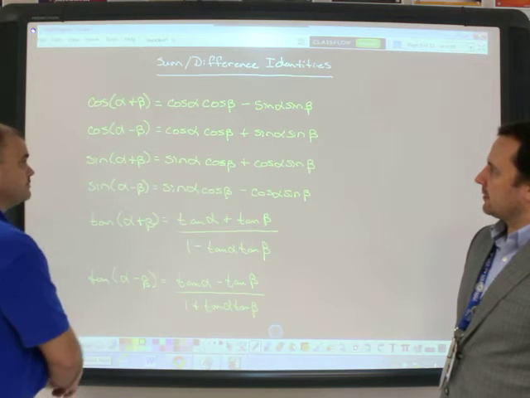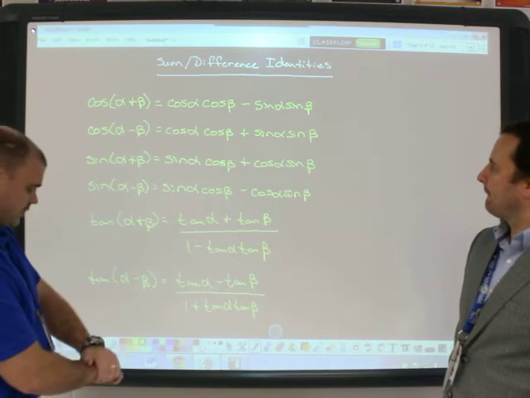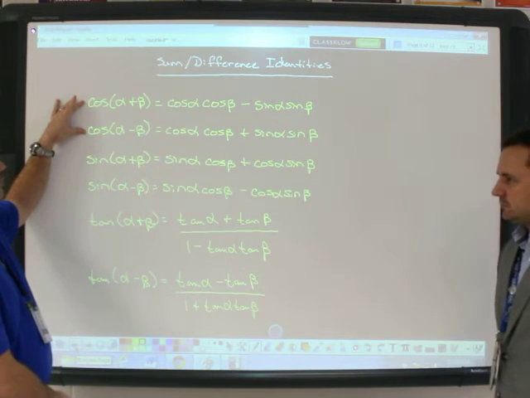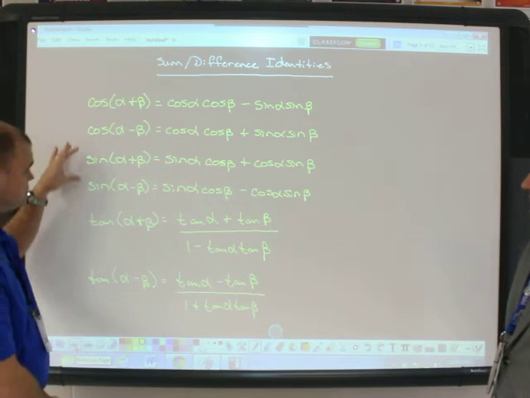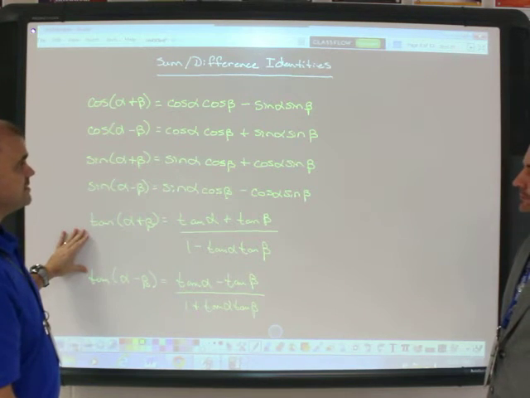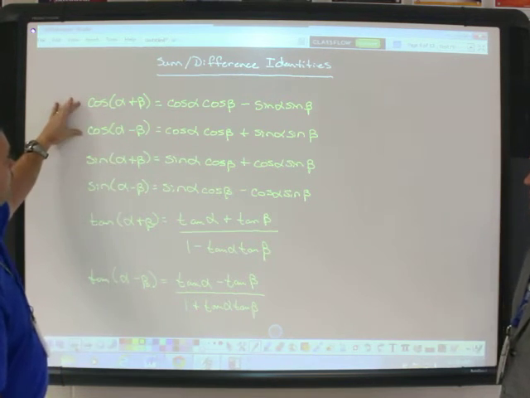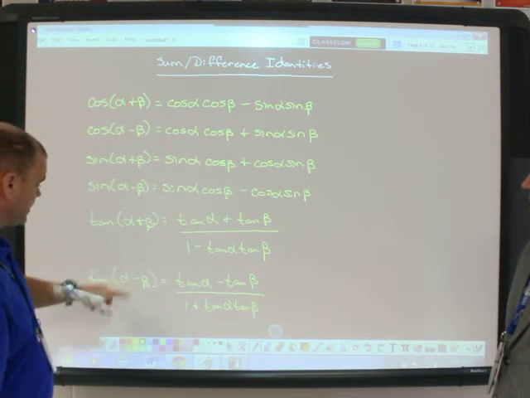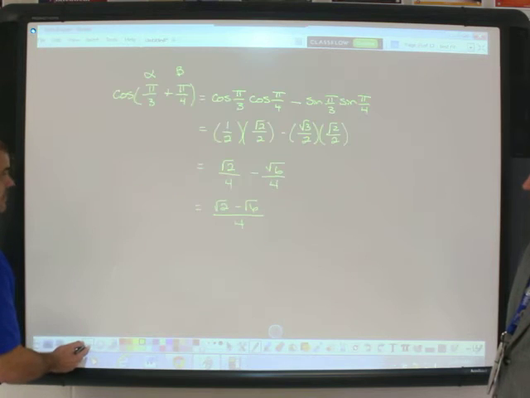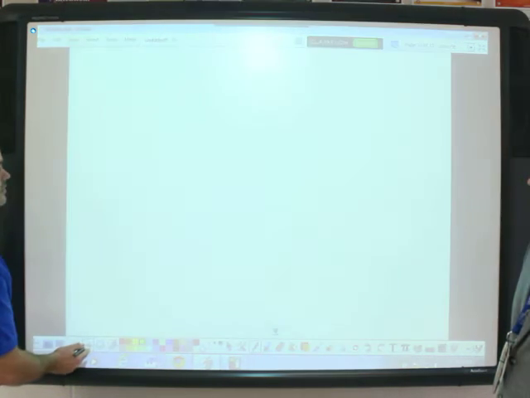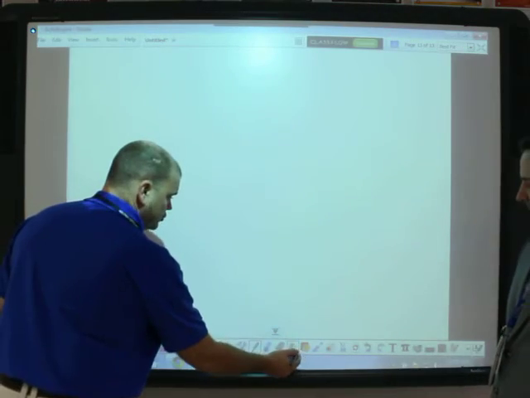Do you want to talk about the condensed form? Yeah, we can talk very quickly about the condensed form, guys. Instead of having two separate formulas for cosine, sum and difference, and 2 for sine, and 2 for tangent, we can actually condense those into one where it's plus minus, and plus minus, and plus minus. So let's talk about that. And we need to do one more thing as well when we get done.